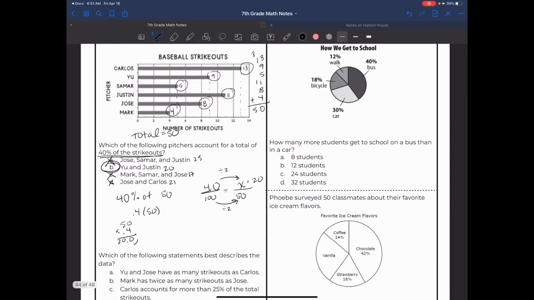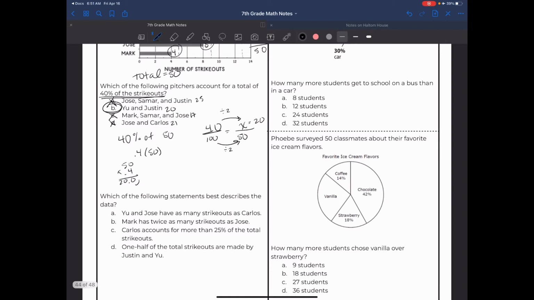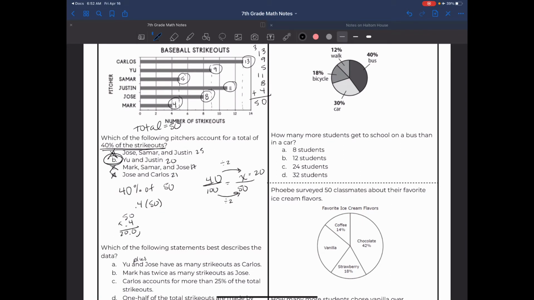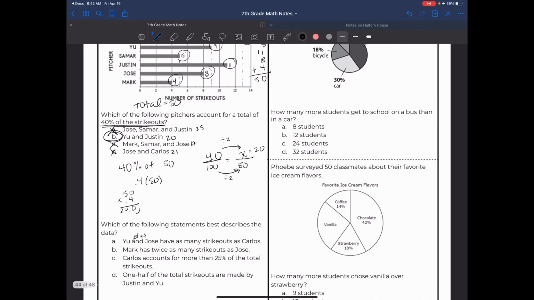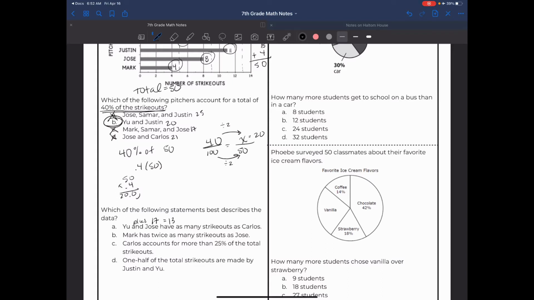Okay, let's answer this other question that does deal with the same graph. Which of the following statements best describes the data? You and Jose have as many strikeouts as Carlos. So I need to add together you plus Jose. So you is 9, Jose is 8. So that's 17. Does that equal the amount Carlos did? 13. No, it does not. So A cannot be my answer.